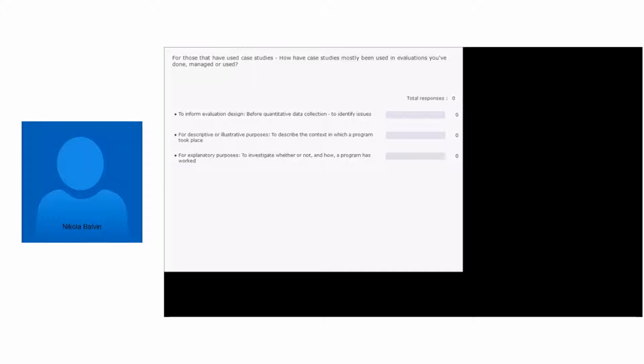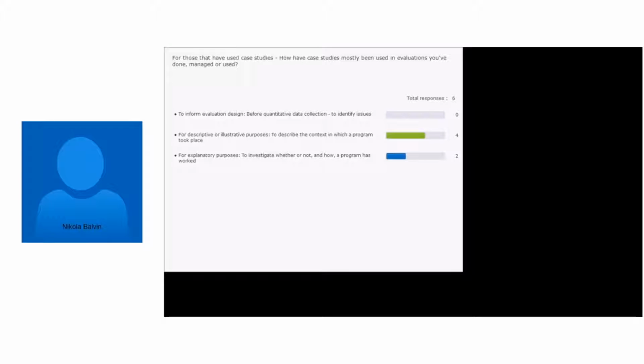So the follow-up question is, for those that have used case studies, how have case studies mostly been used in evaluations you've done, managed, or used? Number 1, to inform evaluation design before quantitative data collection and to identify issues. Number 2, for descriptive or illustrative purposes, to describe the context in which a program took place. And number 3, for explanatory purposes, to investigate whether or not and how a program has worked.